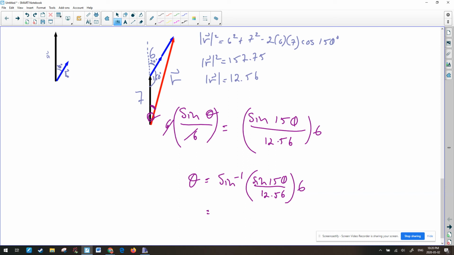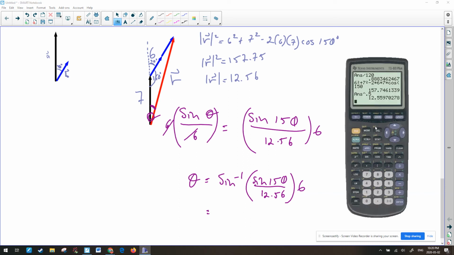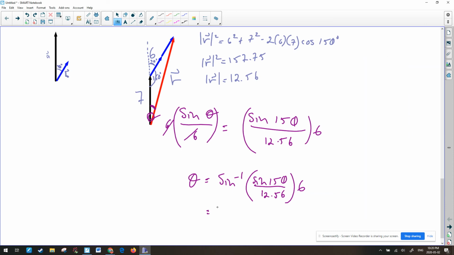Okay, so sine inverse of the sine of 150 divided by 12.56 times 6. Close that down. And we're going to do that. We're going to get 13.82 degrees.